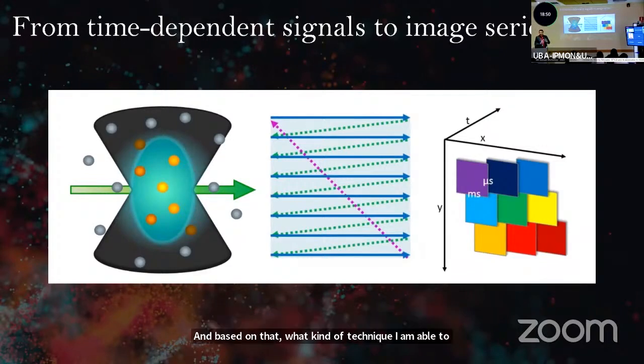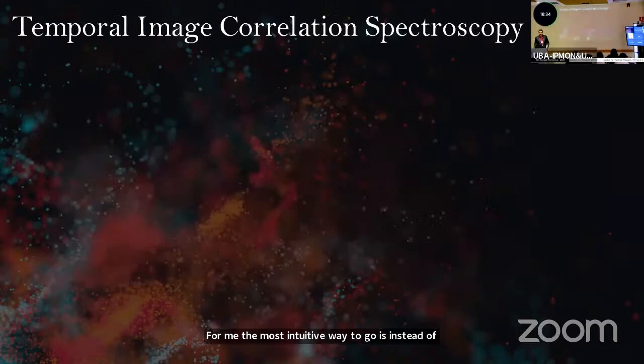Hopefully all of this has been a recap of this morning, and most of this is clear, and if not, please feel free to interrupt. But now we're going to start going to the next step, which are ICS, STICS, and STICS. And for me, the most intuitive way to go is, instead of starting with ICS, I rather start with TICS, temporal image correlation spectroscopy.